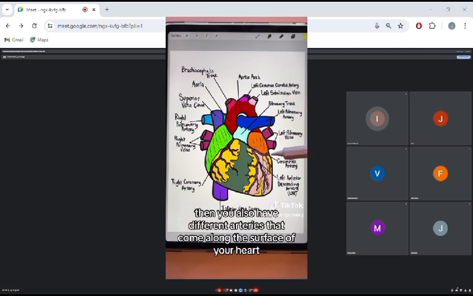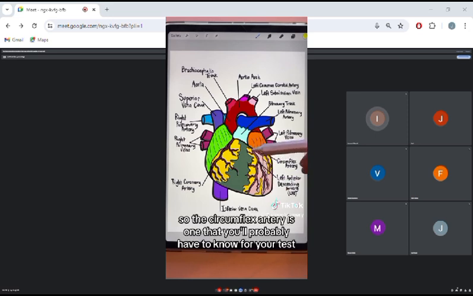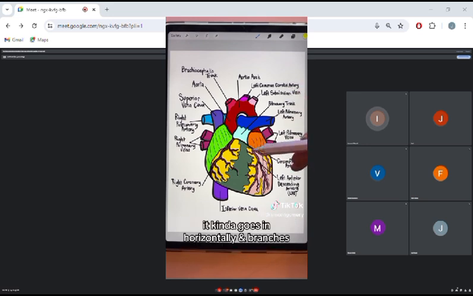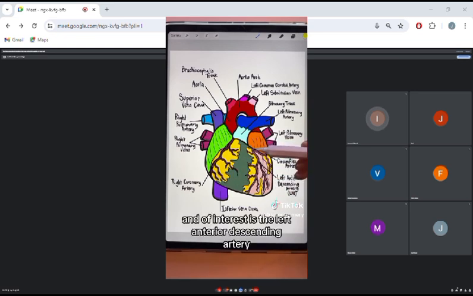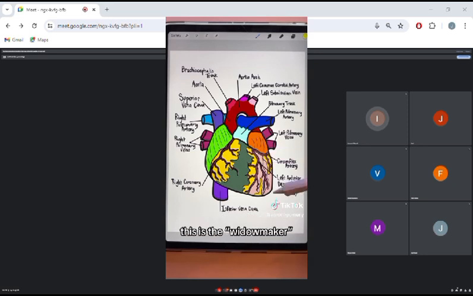Then you also have different arteries that come along the surface of your heart. So the circumflex artery is the one that you'll probably have to know for your test. It goes in horizontally and branches, and then you have the right coronary artery, this major one that goes down the front, and the left anterior descending artery, the LAD artery.